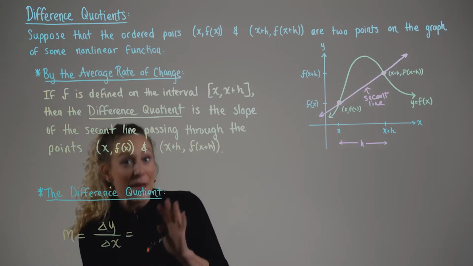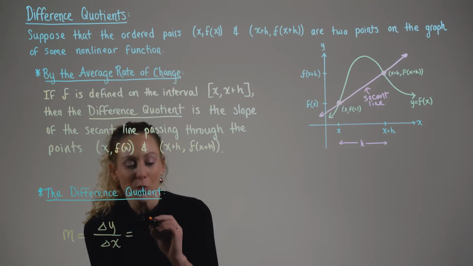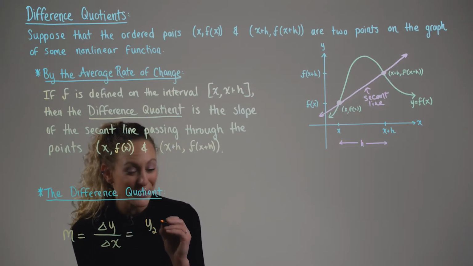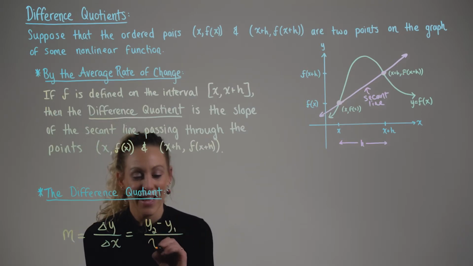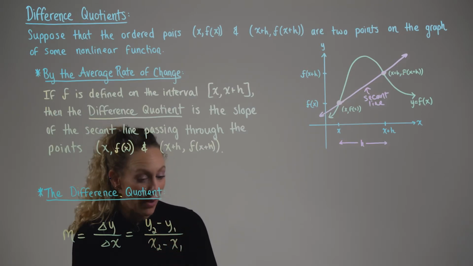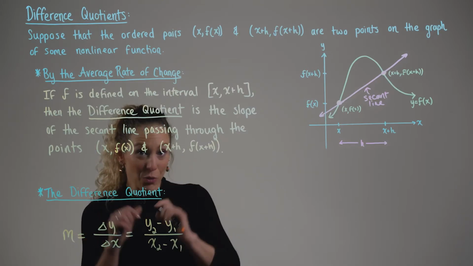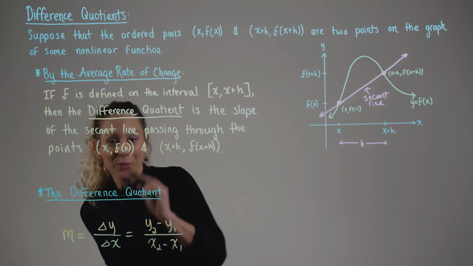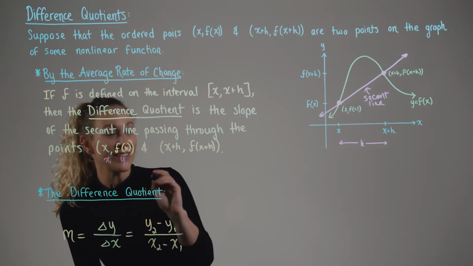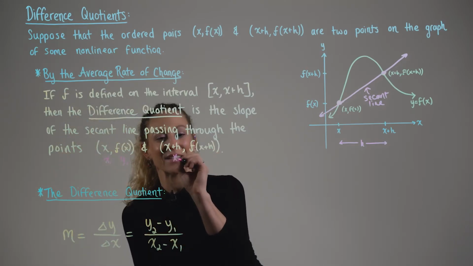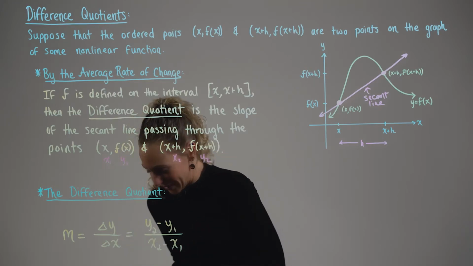Again, thinking back to our definition of the slope, we know that this can be thought of as y sub 2 minus y sub 1, all divided by x sub 2 minus x sub 1. Now, these are the 2 points that we're thinking about. So we can label this first point as (x sub 1, y sub 1), and our second point as (x sub 2, y sub 2).